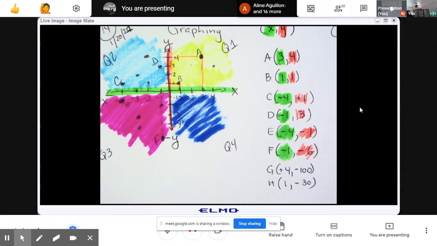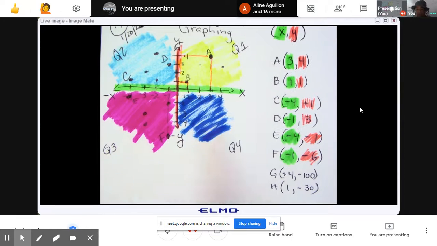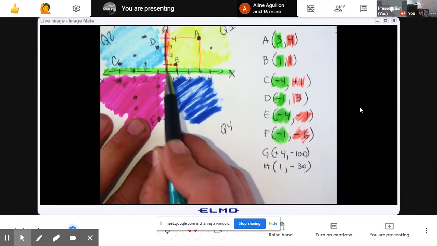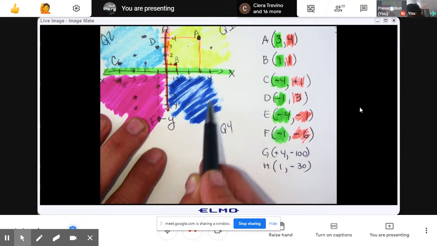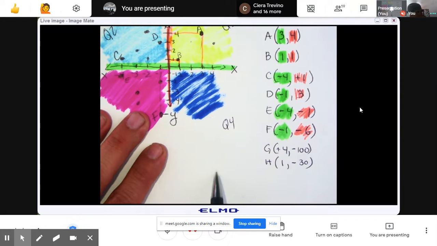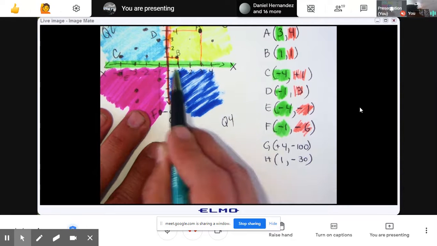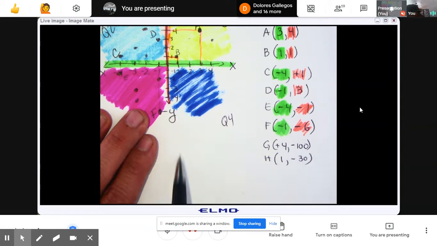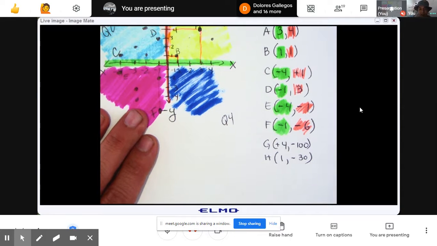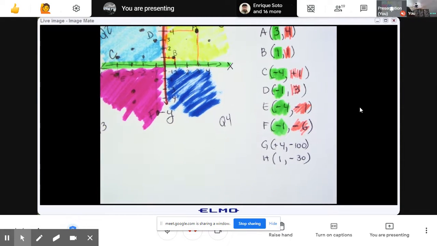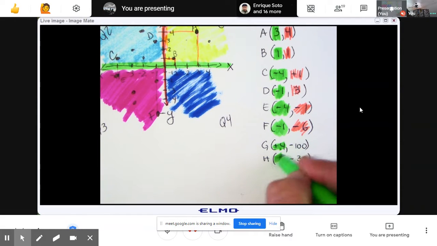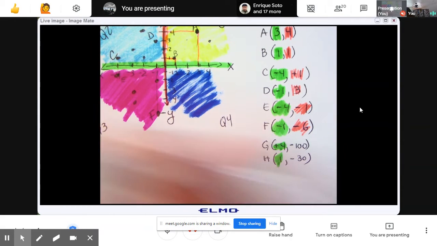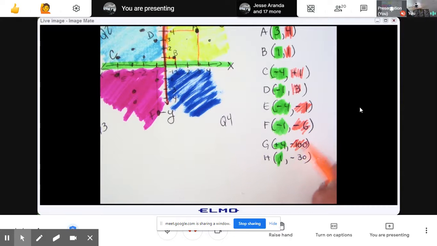So quadrant 4, it's positive, then negative. So again, 4, comma, -100. It's going to be down here somewhere, way down there. And then the other one is 1. Remember, that's X. Then -30, all the way somewhere down there. All right, so that's your green. And then that's your like orange. It's orange here, but it's all good.